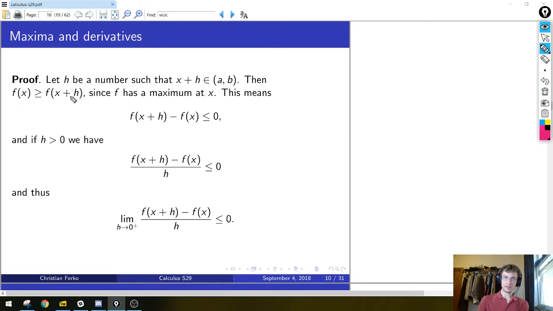Okay, that's not bad. Let's just do algebra then. So I'll subtract f of x from both sides, take away f of x here, and that gives us f of x plus h minus f of x is less than or equal to 0.